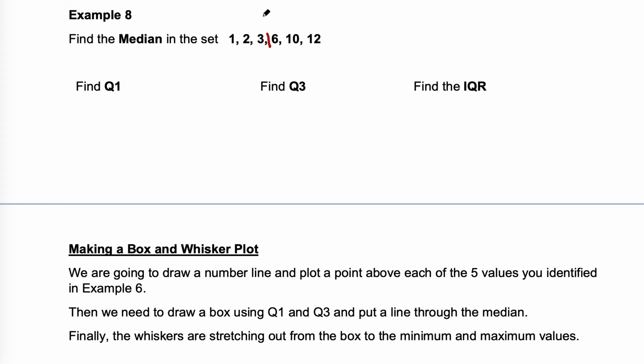The first half: 1, 2, and 3. Second half: 6, 10, 12. Quartile 1 is the middle of the first half, which is 2. Quartile 3, the middle of the second half. So quartile 1 would be 2, quartile 3 would be 10. My interquartile range would be 8.